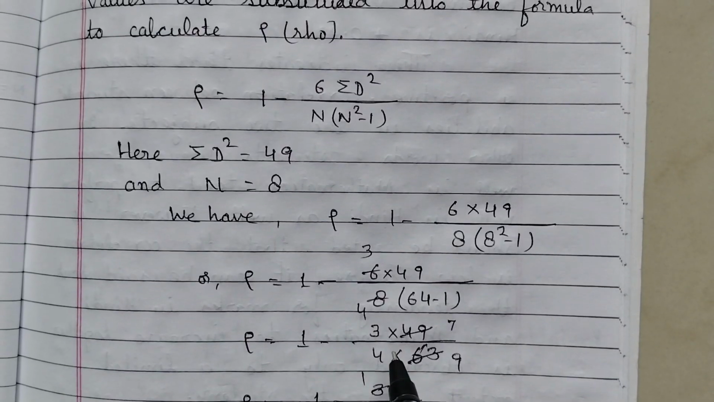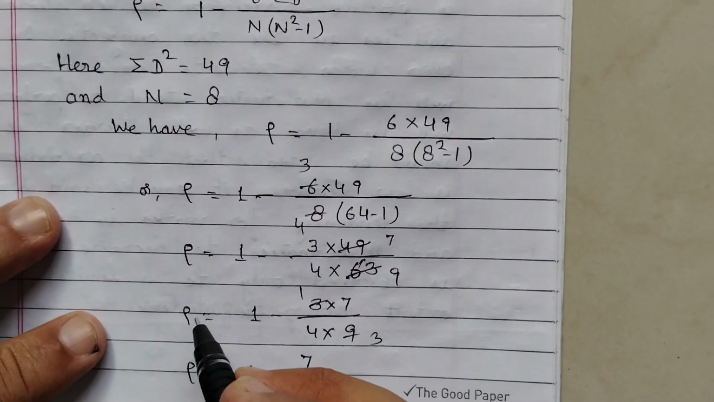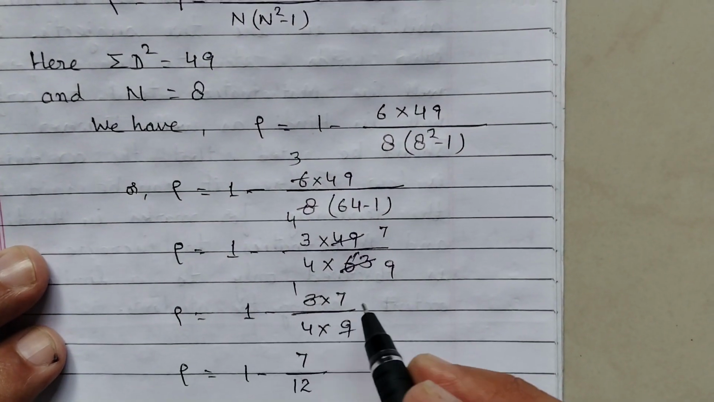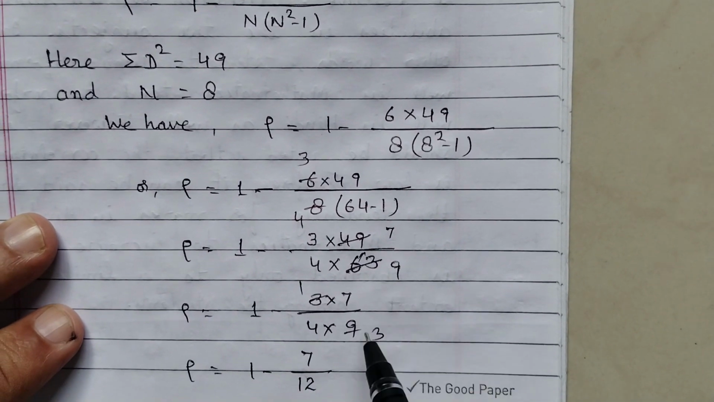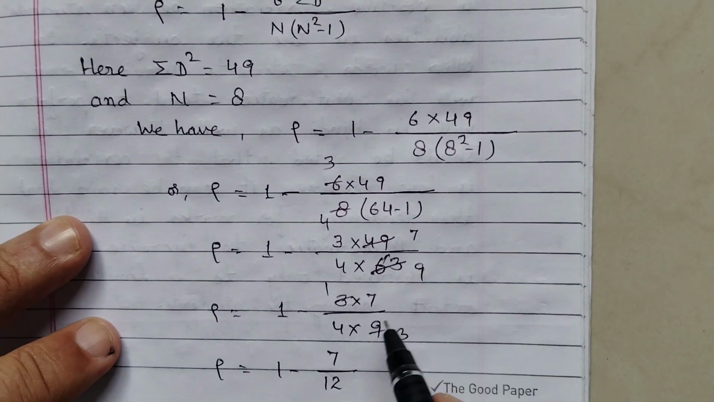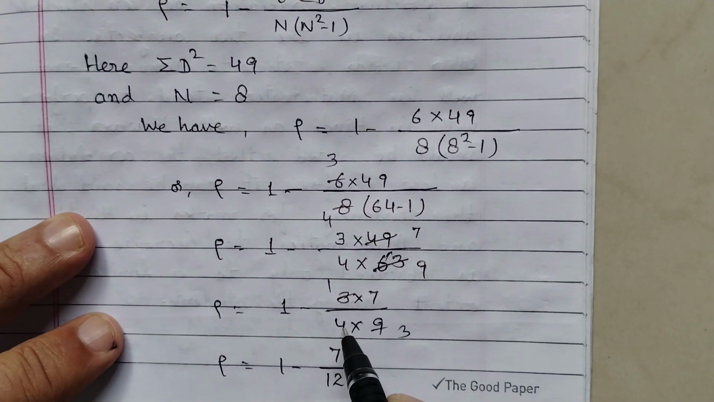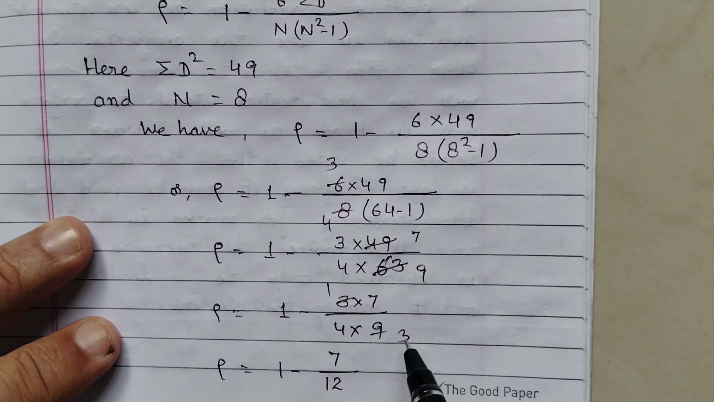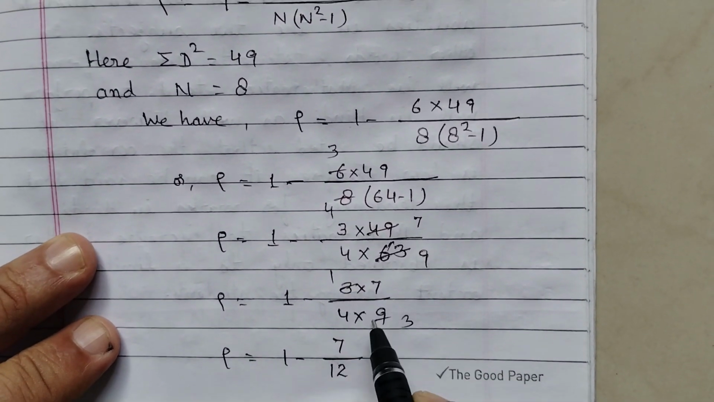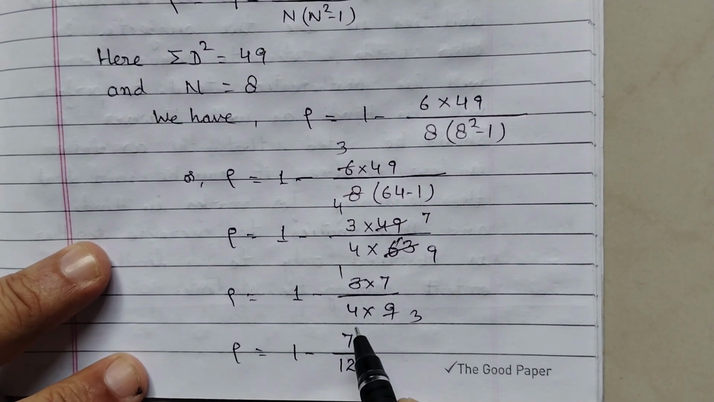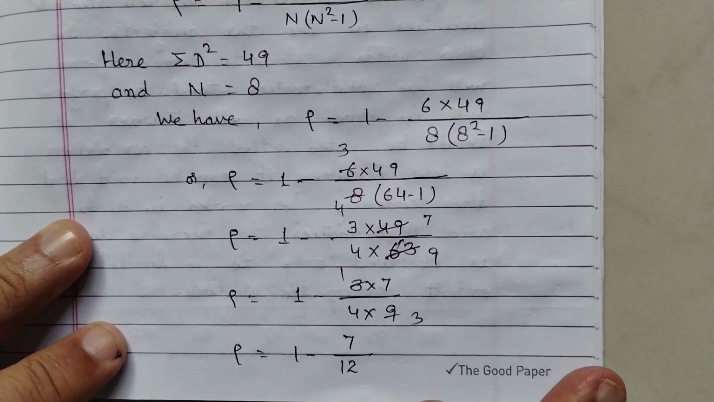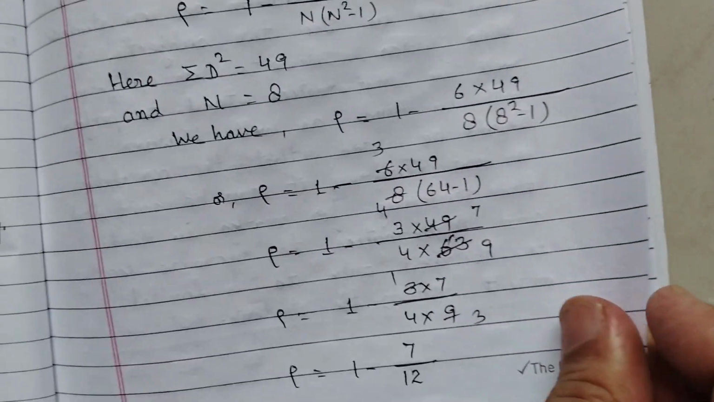So rho is equal to 1 minus this. Next step, rho is equal to 1 minus, again table of 7, 7 7s are 49, 7 9s are 63. So 7 by 9. So 3 into 7 upon 4 into 9. Again table of 3, 3 1s are 3, 3 3s are 9. So now rho is equal to 1 minus 7 upon 4 3s are 12. So 1 minus 7 by 12.